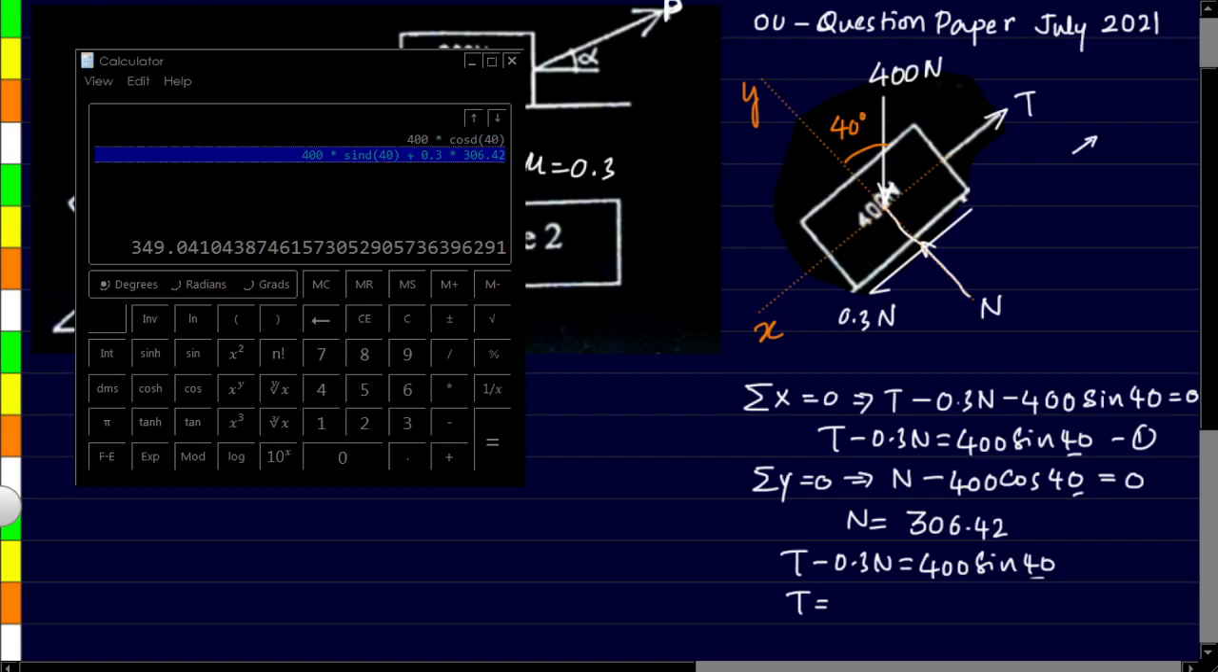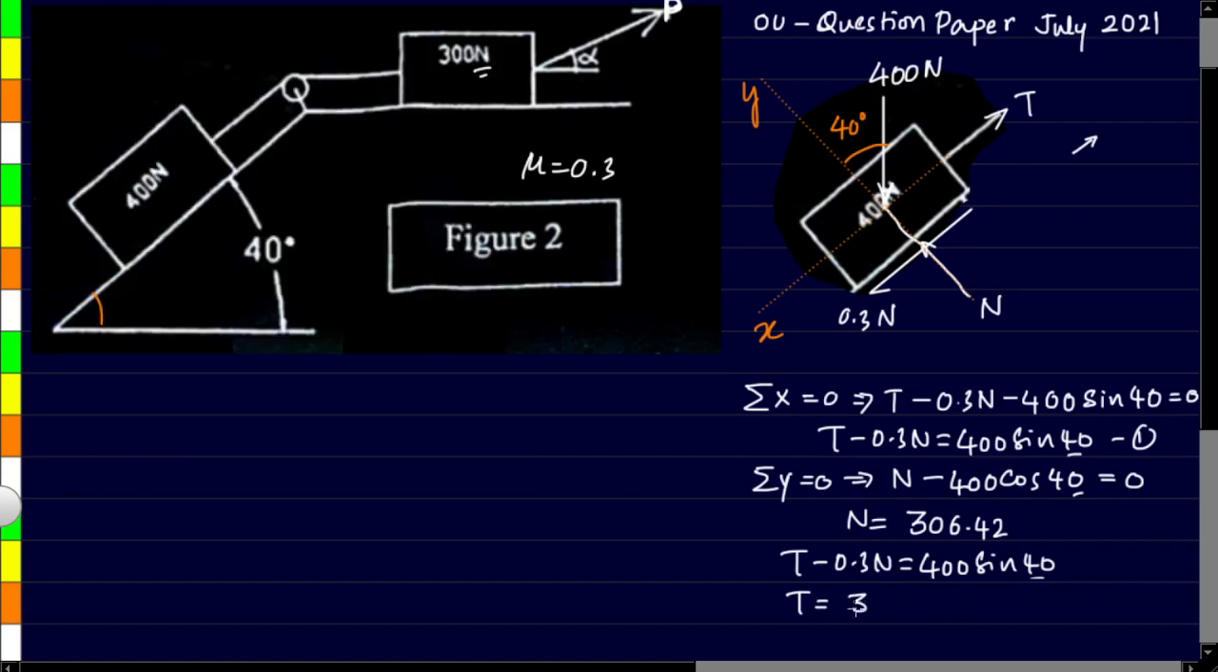So this is the total value, 349.04. So this is the value of tension that is acting in the string. Now this tension, because it is passing over a frictionless pulley, the same tension will be acting on this side as well.